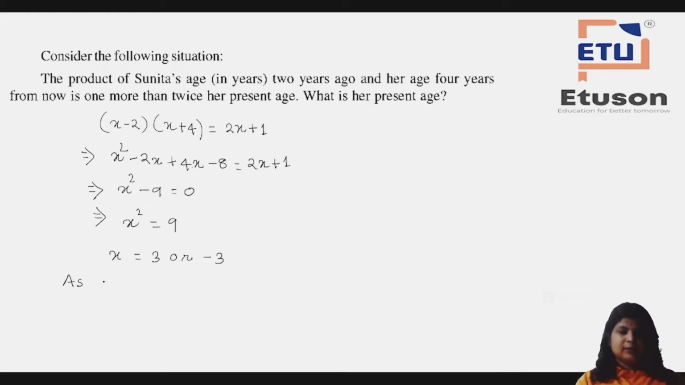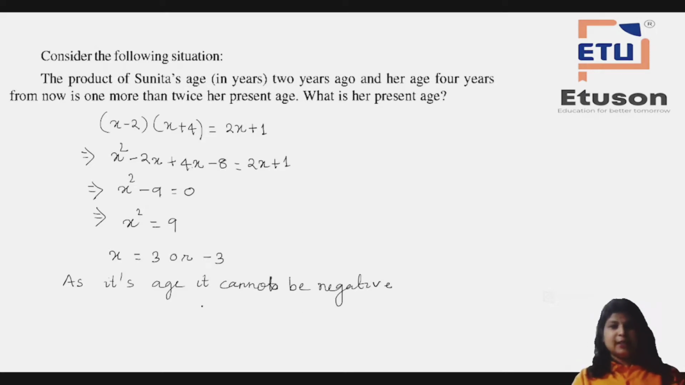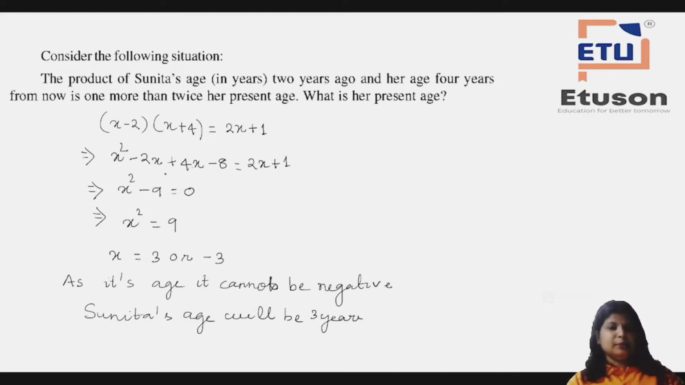As it is age, it cannot be negative. So Sunita's age will be 3 years, correct or not? It was very easy as there was no middle term, that is, there was no term containing the x variable, so directly you could find out the age. It was very simple, correct or not?